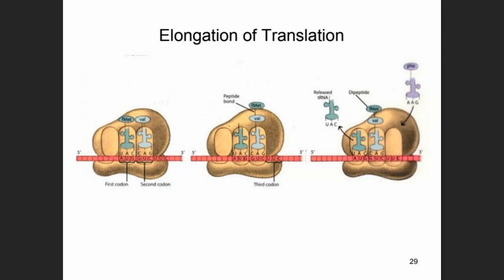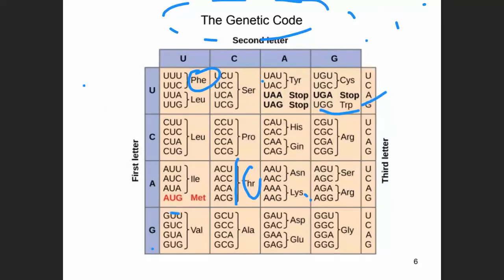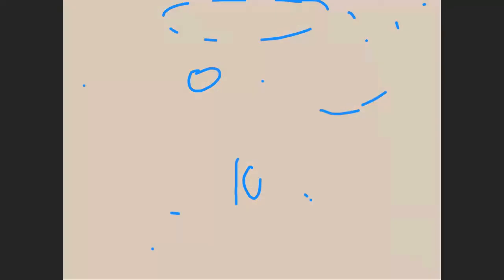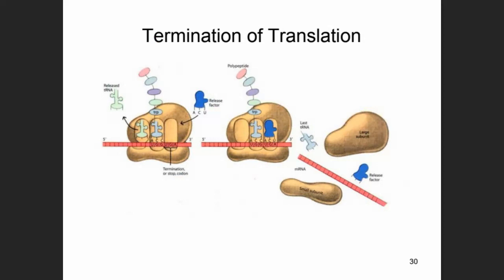Translation starts by initiation, which is recognizing the start codon. Then elongation, where the ribosome moves along the mRNA, reading all the triplet nitrogenous bases that we call codons, each coding for an amino acid. And then termination, when it recognizes, of course, the stop codon. You see, it recognizes here UGA. If I go to my genetic code, it's a stop codon, it doesn't code for any amino acid. So once I get my stop codon, I stop. There is no more translation. My peptide is made.